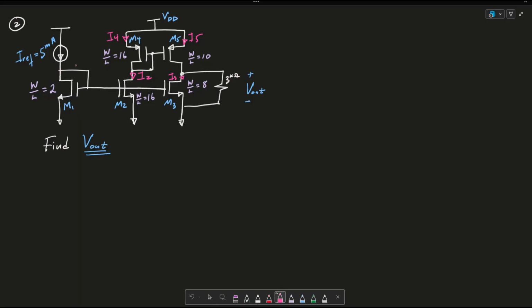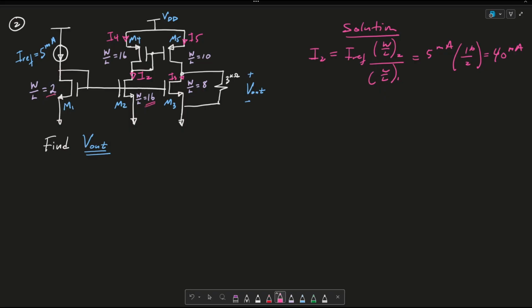Based on our previous knowledge about diode connected devices, we can write a solution for I2 and say that it is going to be I ref times W over L of 2 over W over L of 1. Again, I ref is this 5 milliamps times 16 over 2. So it's going to be 40 milliamps. And again, the 16 is coming from here, and the 2 is coming from here, and the 5 is coming from right here.